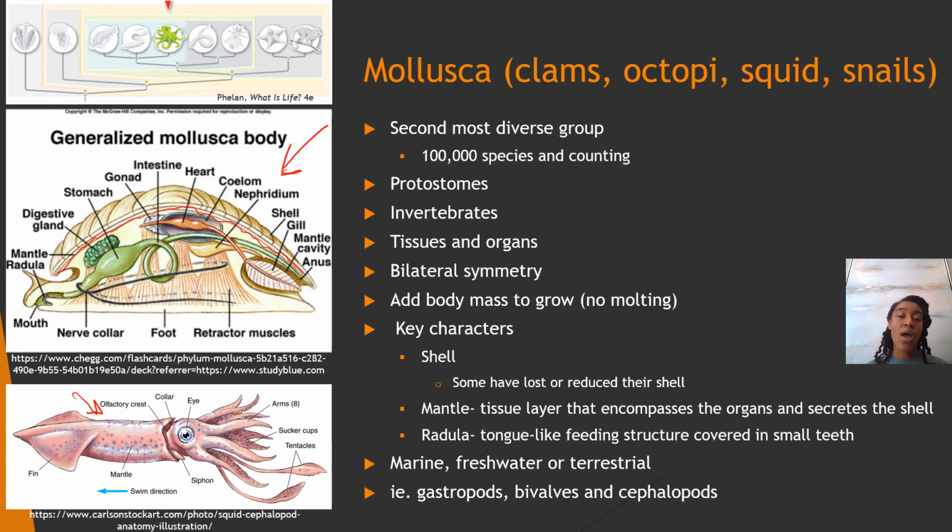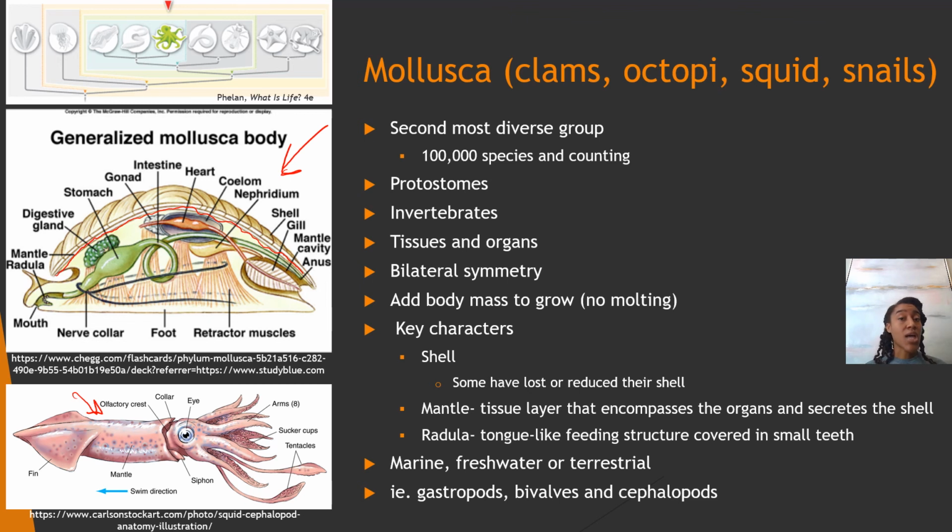And then they all have something called a radula. And a radula is a tongue-like structure that is covered in little bitty teeth, and they basically use this to catch food. So in the case of snails, they use their radula to scrape off algae from rocks and other hard surfaces. In the case of a squid, they use their radula to break down their prey and then to remove the flesh from their prey.